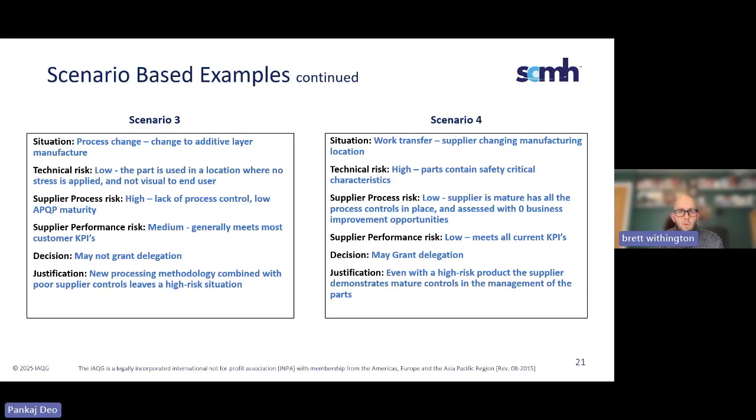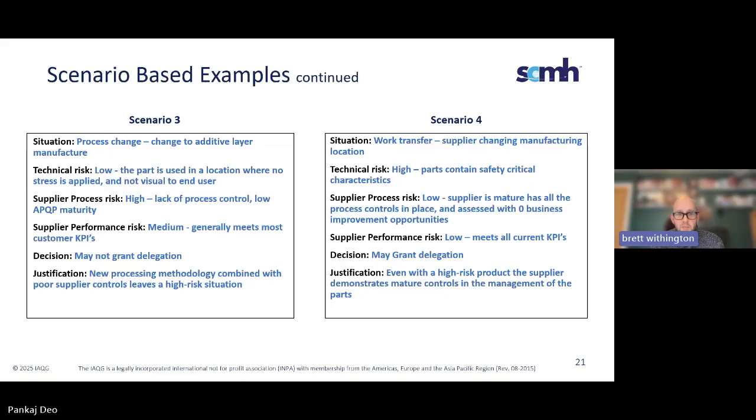Okay, so when we look at scenario 3, we're talking about a process change here, and this is a significant change: changing the part to an additive layer manufactured component, away from a traditional machined part. So the technical risk could be considered low by the technical authority. The part is used in a location where no stress is applied, so they're not worried about the material makeup, and it's not visual to the end user. So the form may look different, and it wouldn't be observed by the customer.